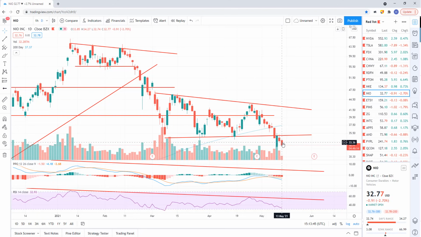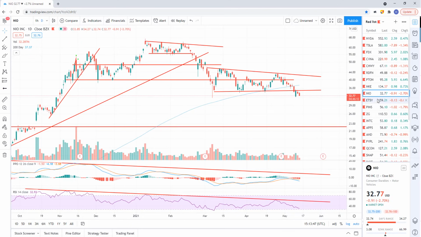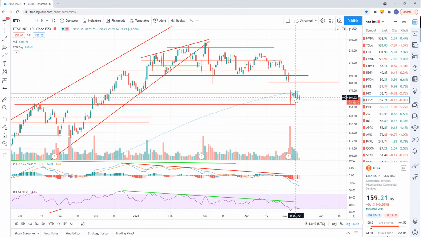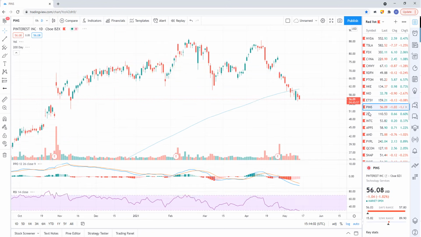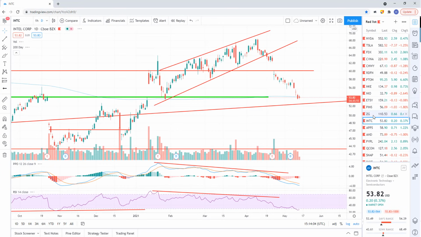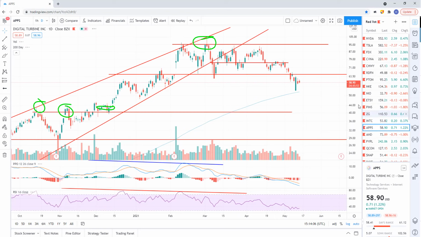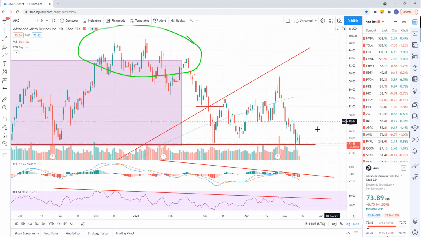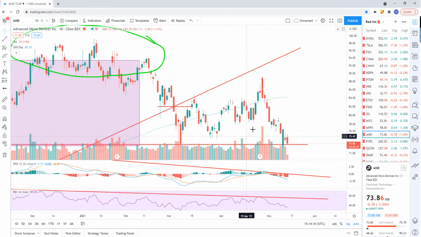But look at NIO, continuing down today. Even though the tech sector and the SPYs bounced a little bit, it's pretty much attributed to the FANG stocks. And all these little momentum stocks are still showing weak momentum. So I think there's lower prices in these, and lower prices in the big cap tech stocks. AMD, it looks really weak.